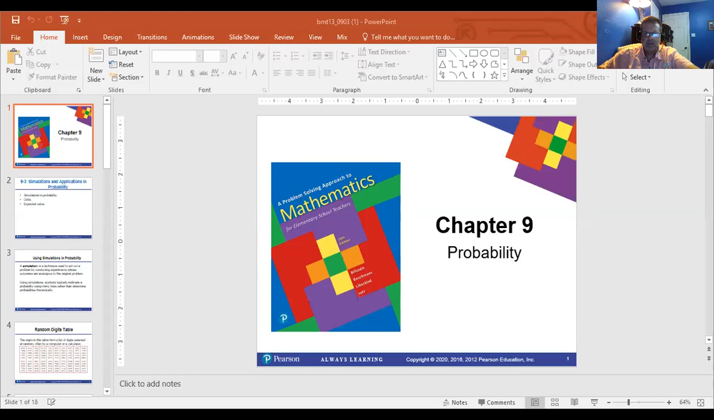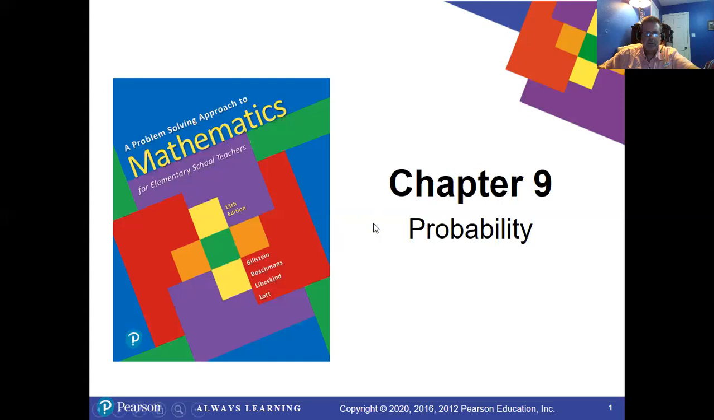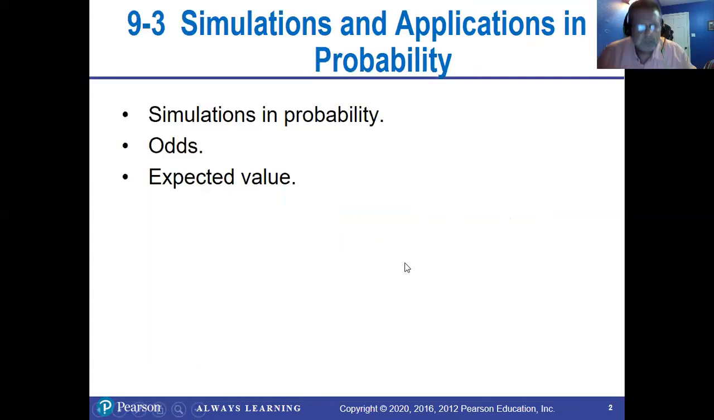So, let's get into 9.3 here. What we're going to be talking about is simulations of probability and odds. Expected value, I don't do a whole lot with. Most of the stuff you're going to see is a little bit on simulations. I don't do a whole lot of simulations because it takes so much work, but we'll explain it to you and how it works. Odds is the one we are going to talk about. That's where most of your questions on this section are going to be from.